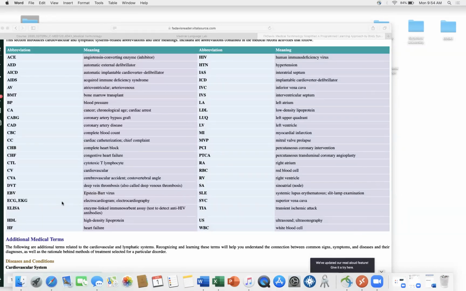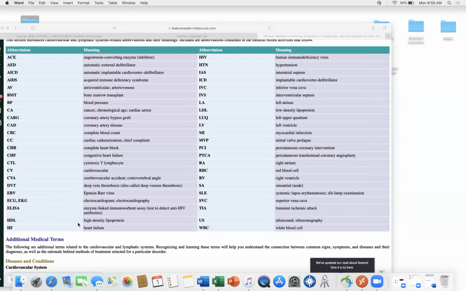Everyone has it, but again, you will learn about viruses and why some people get sick and some people don't. EKG, ECG, that's electrocardiogram or electrocardiography. We already went through that.